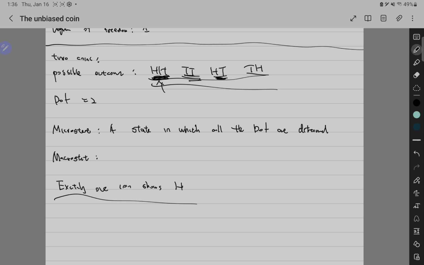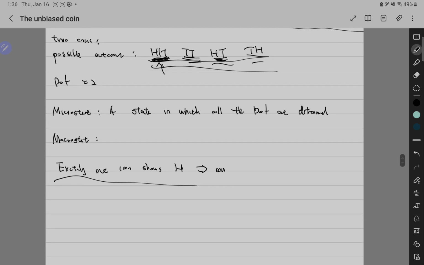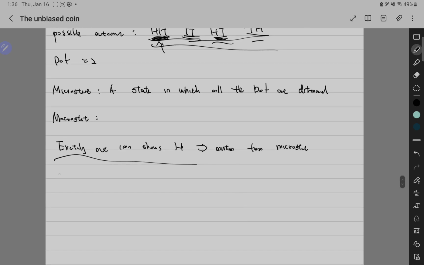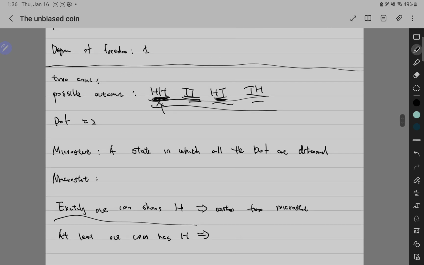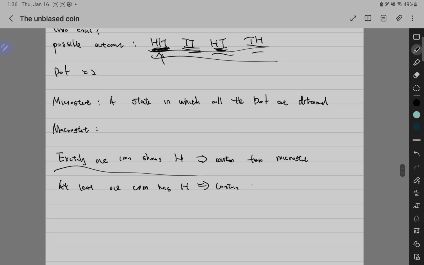Exactly one H. Well, it's going to be head, tail and tail, head, right? So there are two. So this contains two microstates. Or at least one coin has H. So what is this? Well, we have head, head, head, tail, and tail, head. So this contains three microstates.